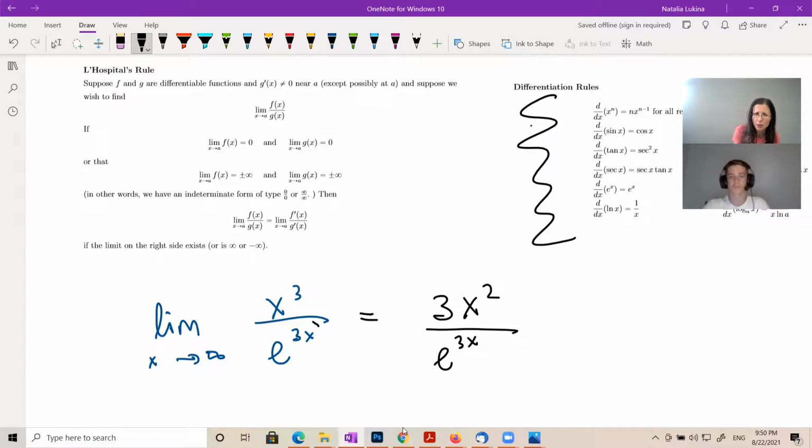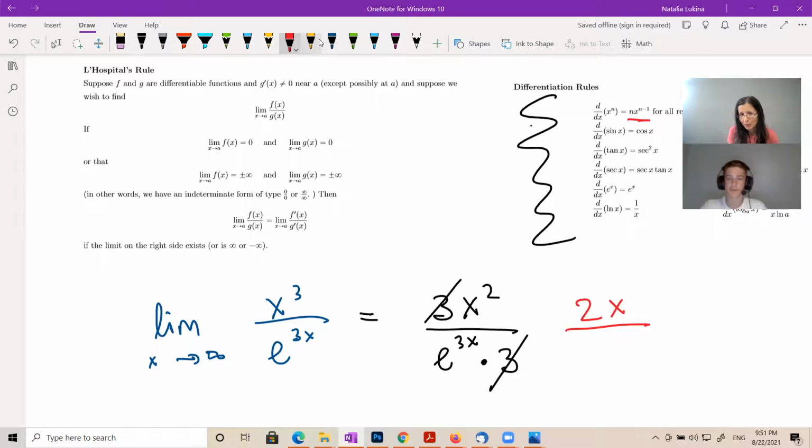However, here there's a chain rule because this is not x, this is 3x. So we have to take the derivative of the 3x. And the derivative of 3x is just 3 because x was to the power of 1, 1 moved to the front, and the power dropped by 1, becoming 0. So that's nothing. Okay, so it got better because now we only have x squared in the numerator. Let's take a derivative again. What is the derivative of x squared? 2 times x, very good.